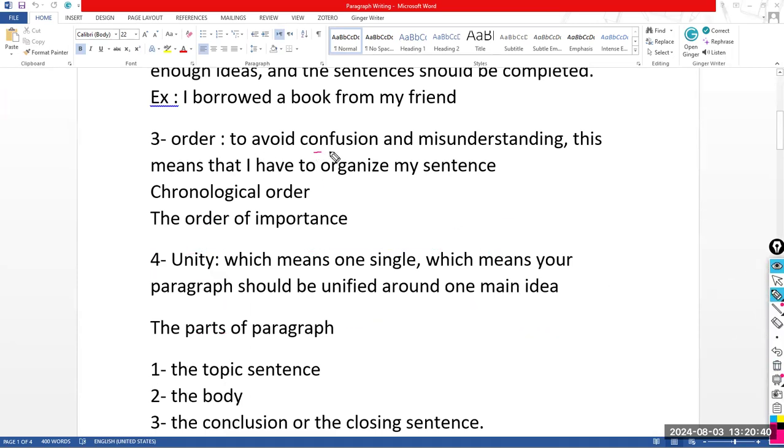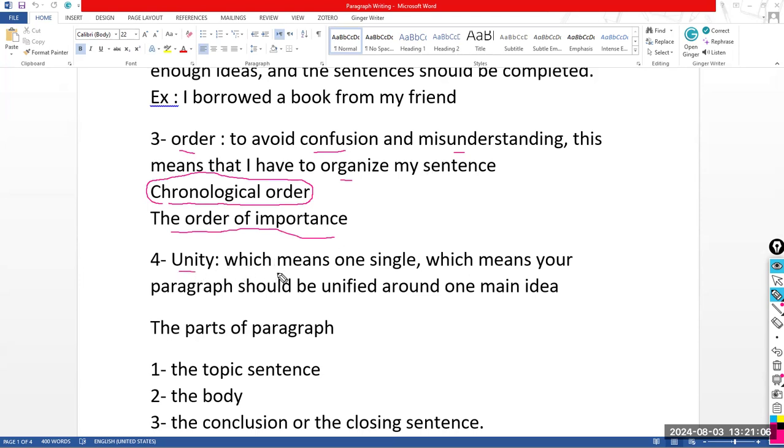Now, to avoid confusion and misunderstanding, this means that I have to organize my sentences correctly. I have to follow the chronological order. If it is not a chronological order, I have to follow the order of importance. Please, this is called order, and it is just to avoid, as we said, confusion and misunderstanding.